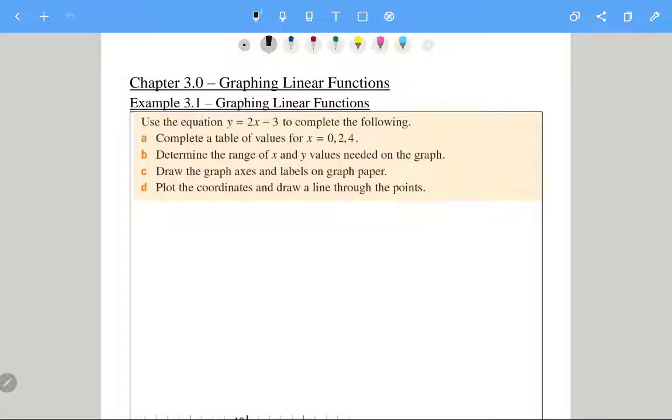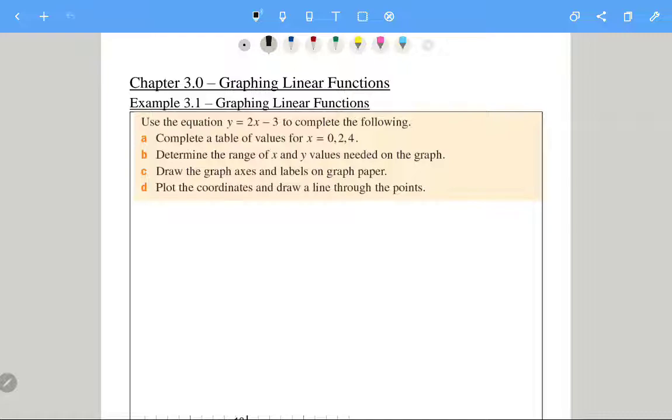So use the equation y equals 2x minus 3 to complete the following. Complete a table of values for x equals 0, 2 and 4. Determine the range of x and y values needed on the graph. Draw the graph axes and labels on graph paper, and then plot the coordinates and draw a line through the points. Alrighty, so this is a linear function, and we're going to be having a go at graphing it.